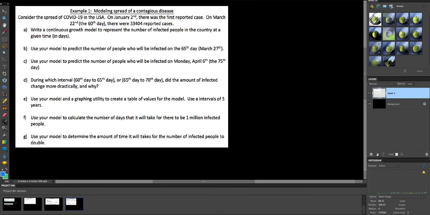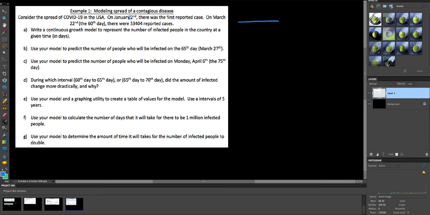So let's take a look at a situation where maybe I wouldn't give you the data, but would just hook you up with the situation. So let's read. Consider the spread of COVID-19 in the USA. On January 22nd, there was the first reported case. So on March 22nd, the 60th day, there were 33,404 reported cases. What we want to do is write a continuous growth model to represent the number of infected people in the country at a given time of day.